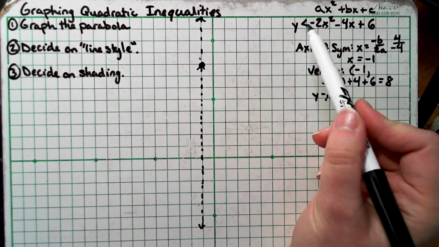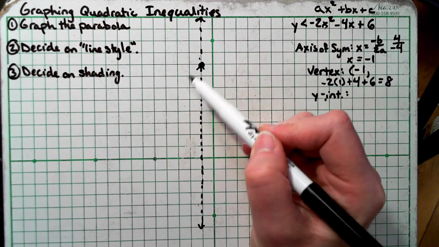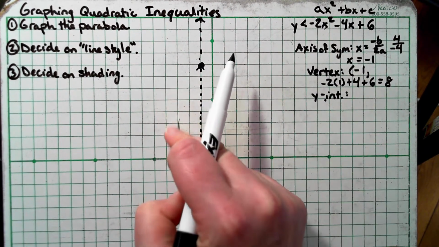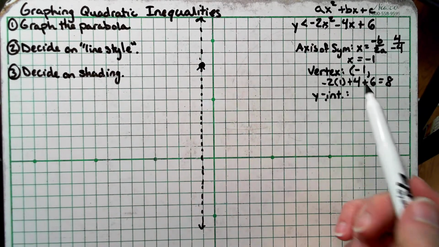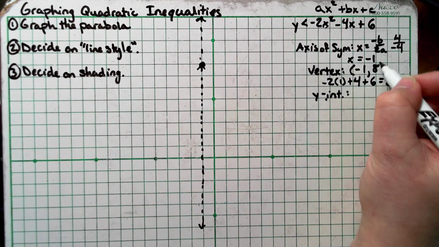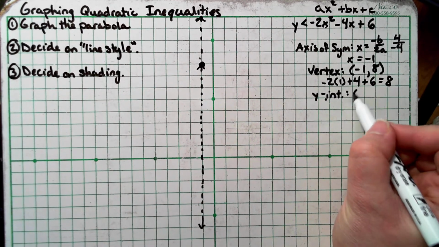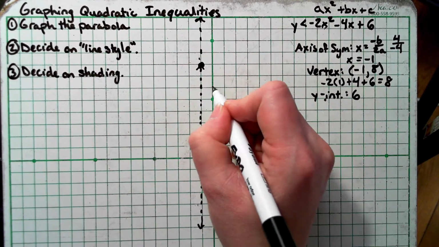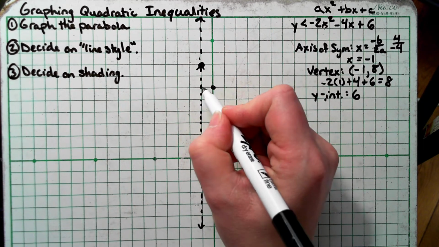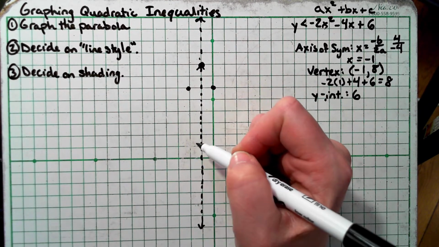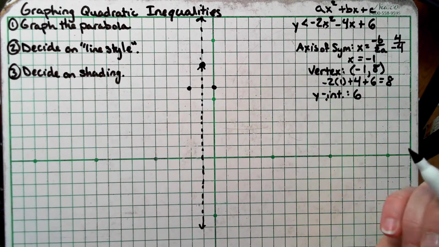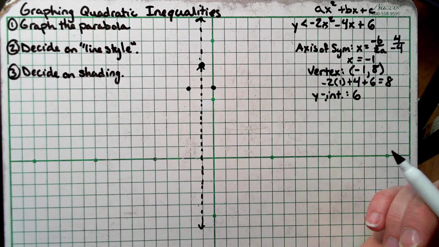Now notice my parabola is a downward facing parabola, so it's going to come down from here, and I can tell that because the a value is negative. And my y-intercept is just the c value. So the y-intercept is 6, which is here. And I can reflect that across my axis. Now I just need a few more points. I usually try for 5 points on a parabola.